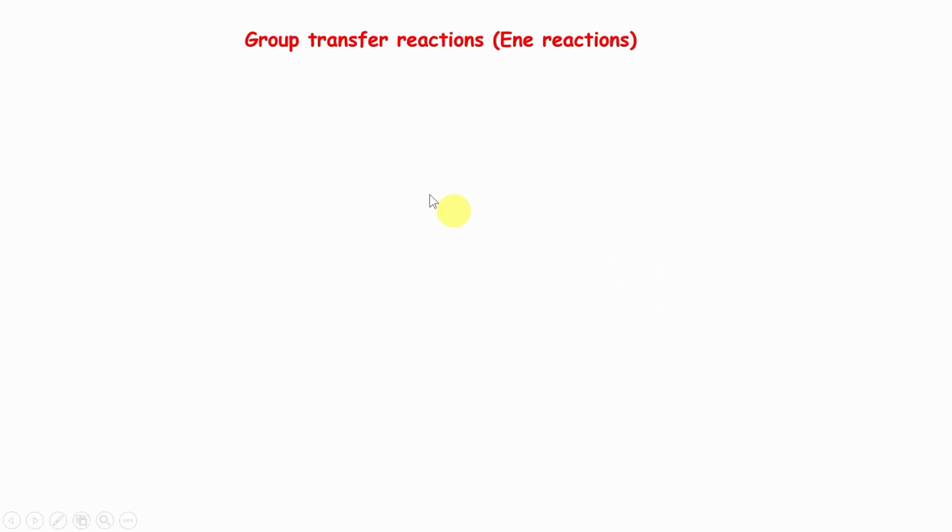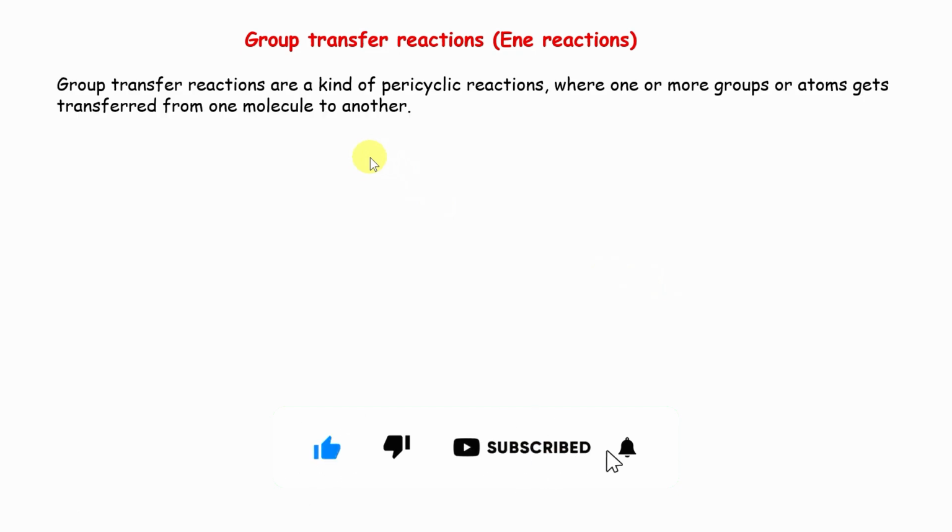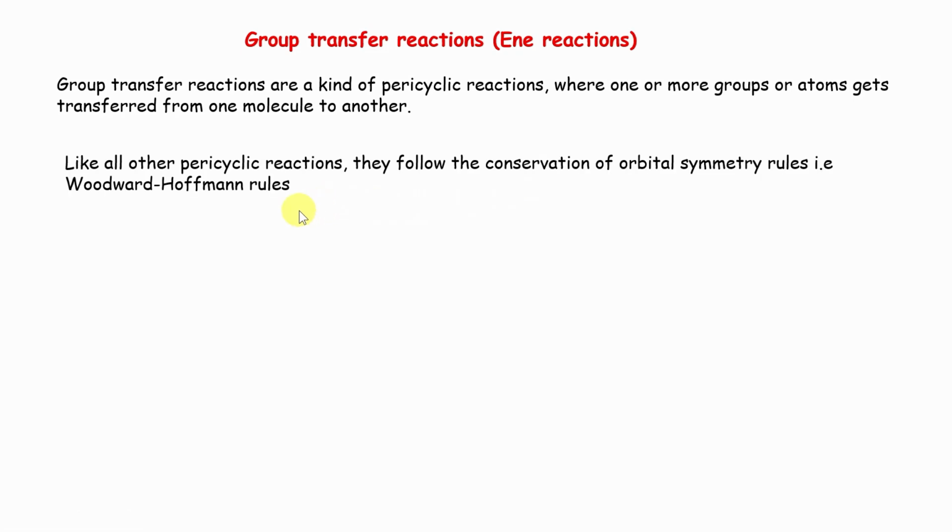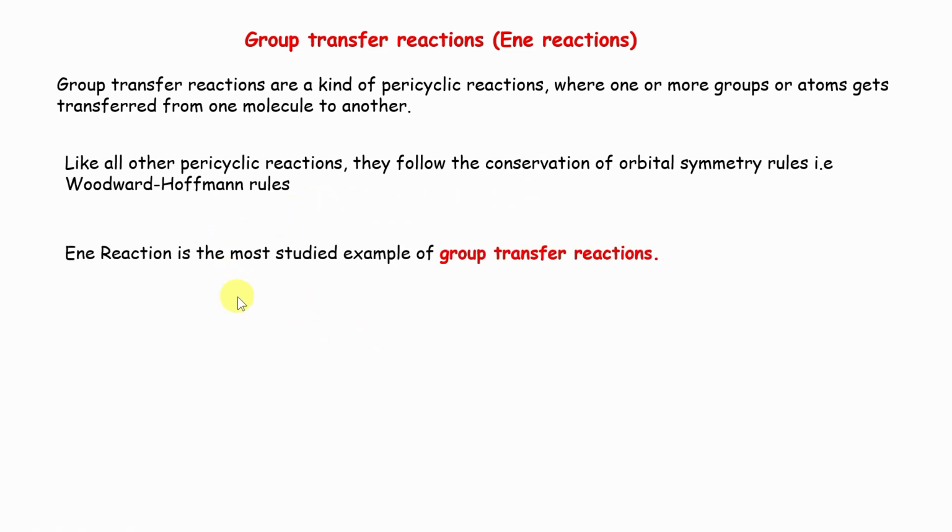Okay, let us discuss group transfer reactions in more detail. Group transfer reactions are a kind of pericyclic reaction where one or more groups or atoms get transferred from one molecule to another. Like all the other pericyclic reactions, they follow the conservation of orbital symmetry rules, that is, the Woodward-Hoffmann rules. The Ene reaction is the most studied example among group transfer reactions.